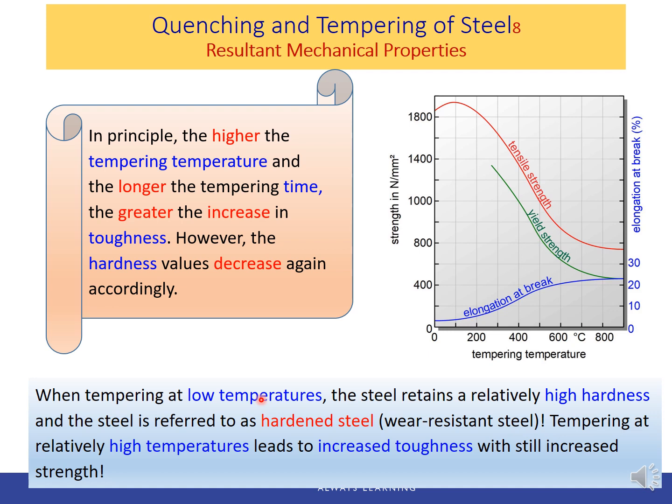So when tempering at low temperatures, the steel remains at a relatively high hardness, and the steel is referred to as hardened steel. On the other hand, it's just called tempering and quenching. And tempering at relatively high temperatures leads to increased toughness with still increased strength.